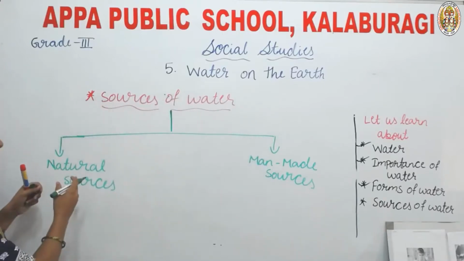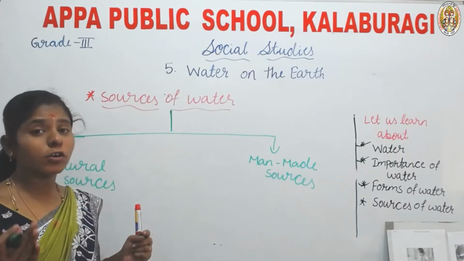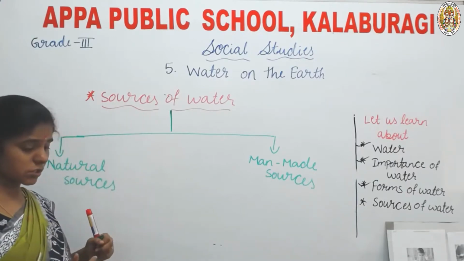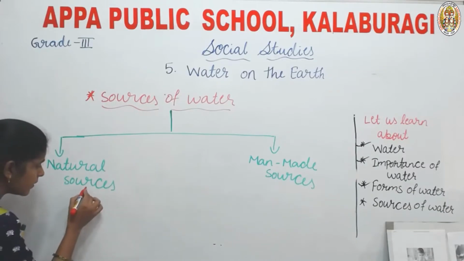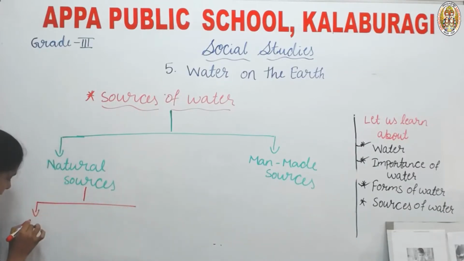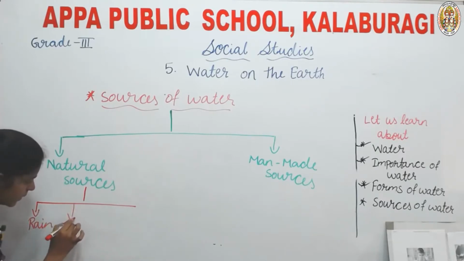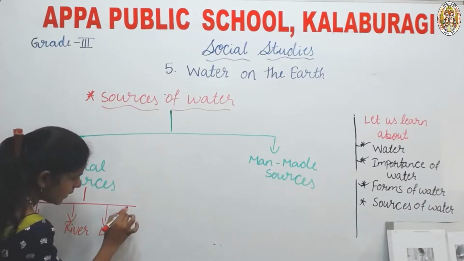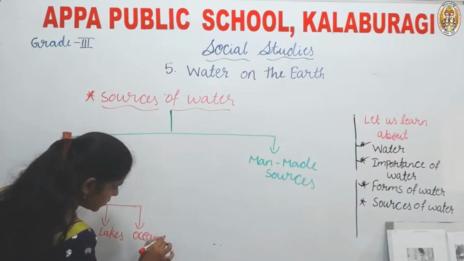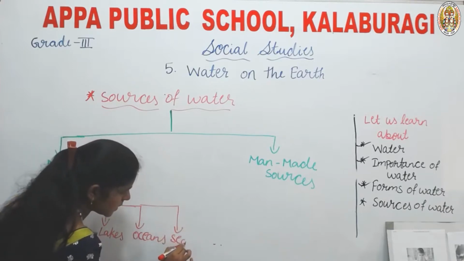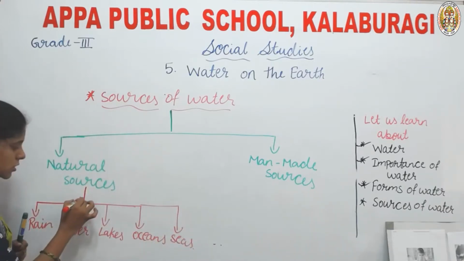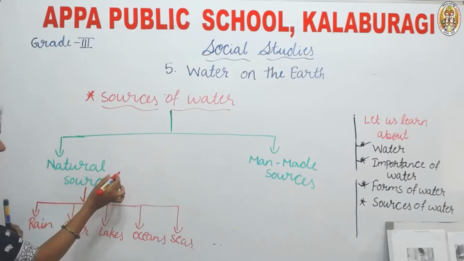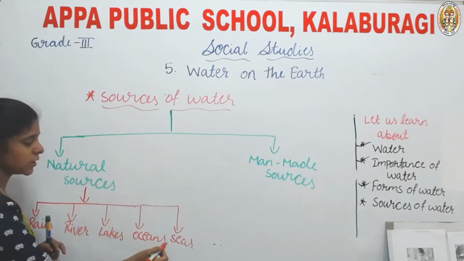What do you mean by natural sources? In nature, we get water from various sources. They are rain, river, lakes, oceans and seas. These are examples of natural sources.